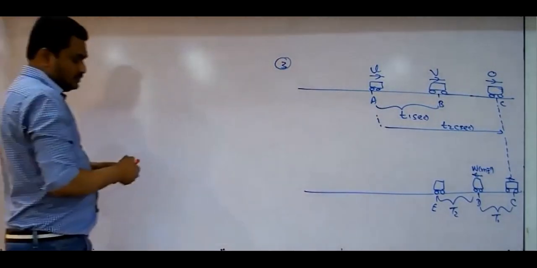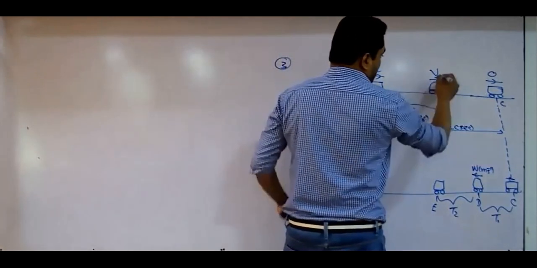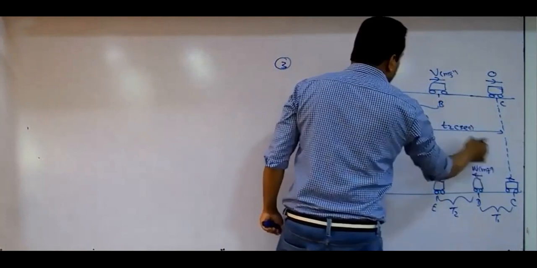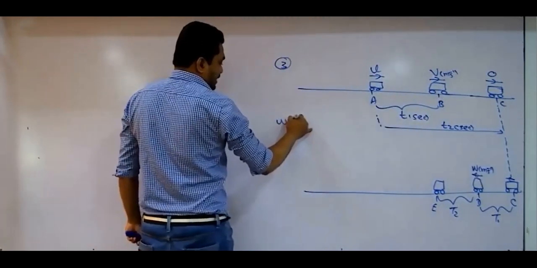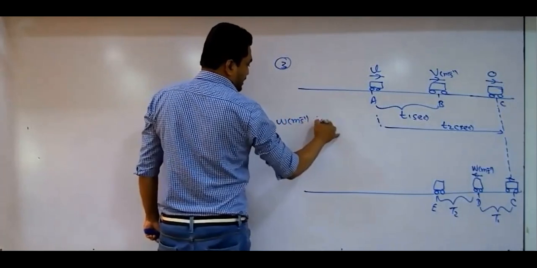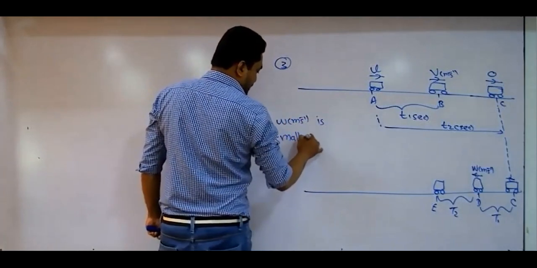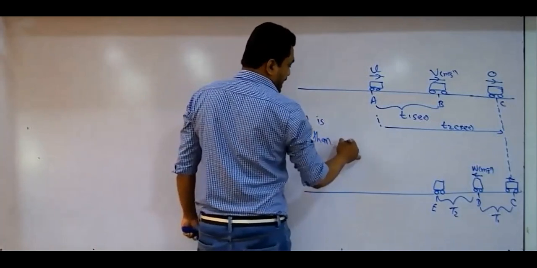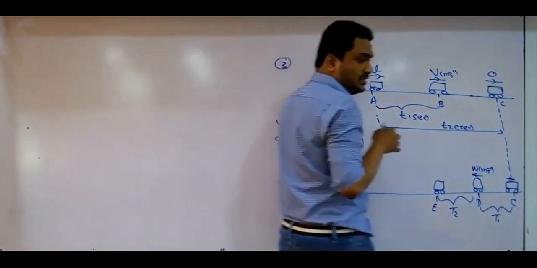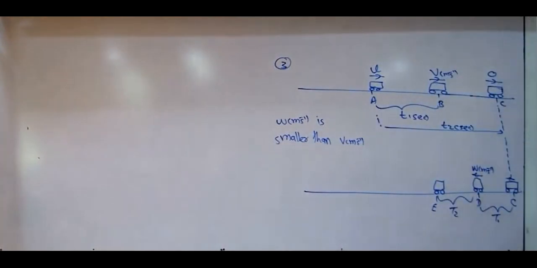And also, look at the board and write: w meter per second velocity is smaller than v meter per second velocity. Okay, dear?